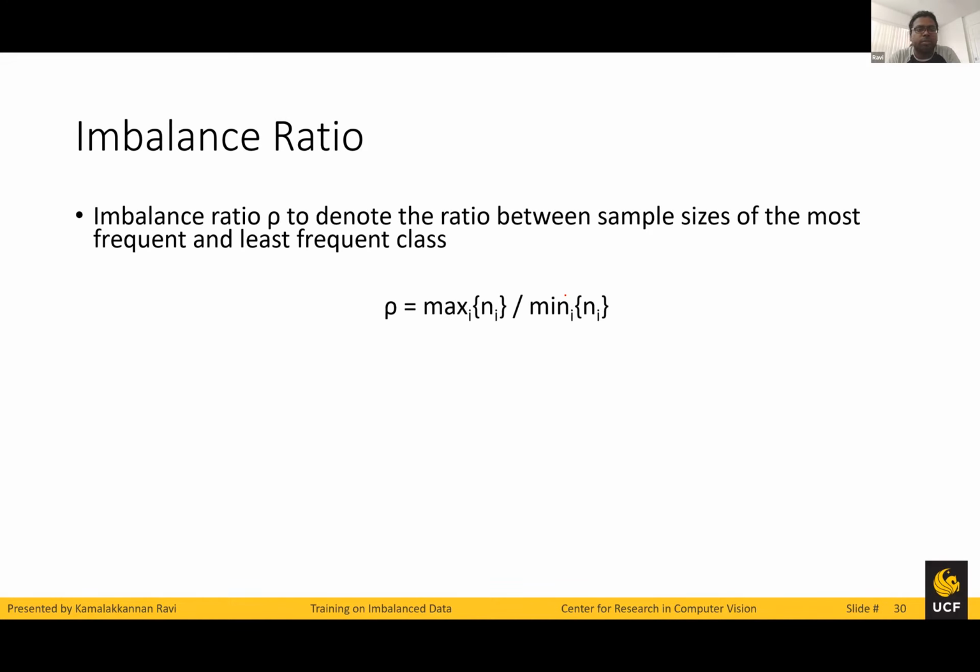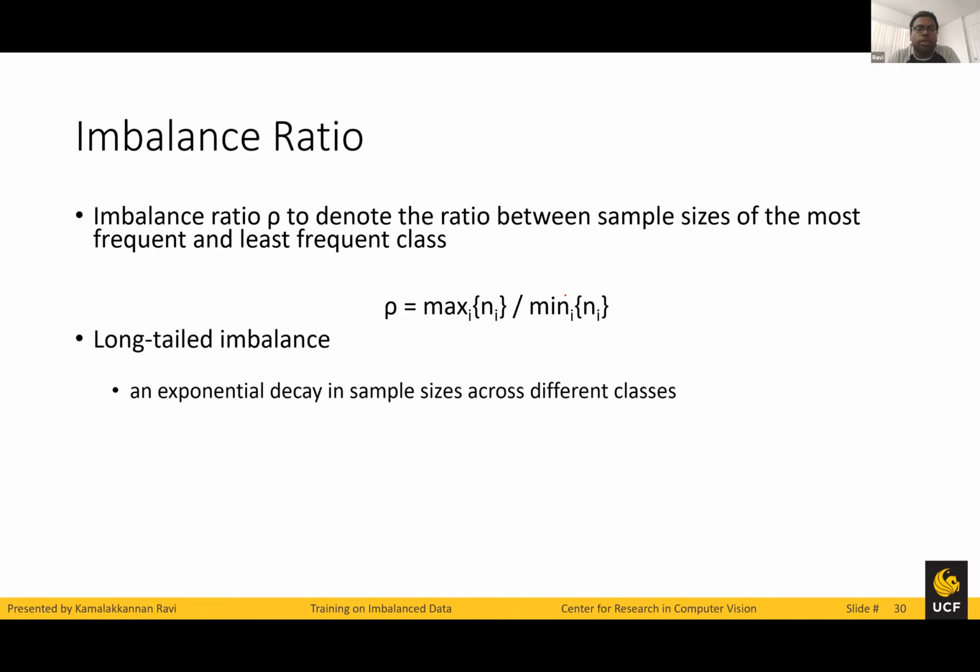They introduce the imbalance ratio. It is actually the ratio between the number of samples in the frequent class, the majority class, divided by the number of samples in the less frequent or minority class. And they tried two methods of imbalancing. One is long-tailed imbalance, so that they have an exponential decay in sample sizes across different classes. So they won't have the same number of samples in each class.